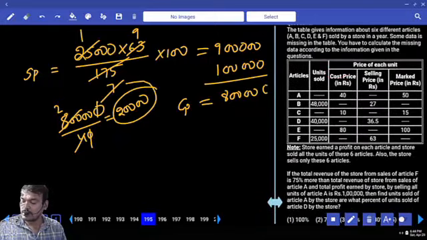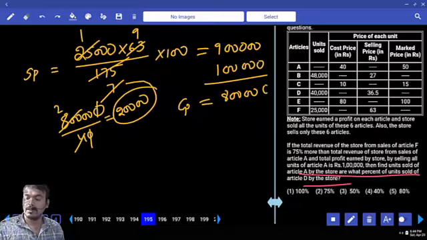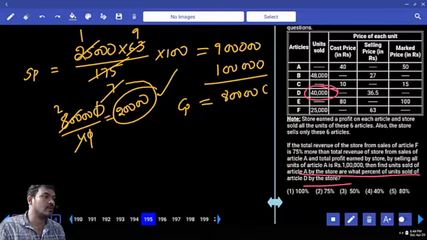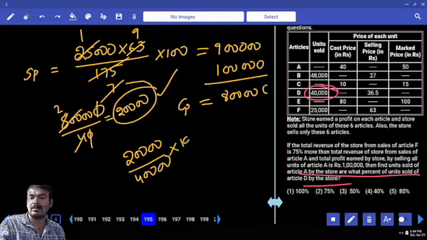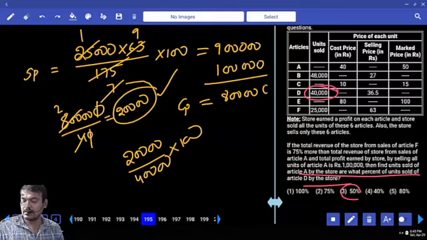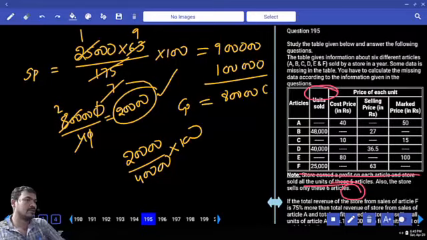20,000 units. What is the question here? A units compared to D units. What are the D units? 40,000. What are the A units? 20,000. Exactly half. 20,000 upon 40,000 means 1 by 2. What is the answer? 50%. Okay. Let's do the remaining questions.